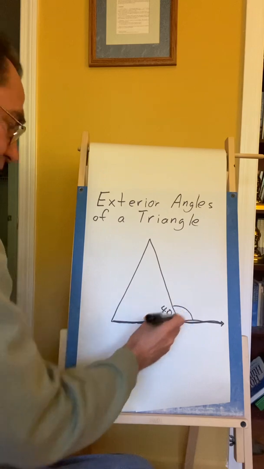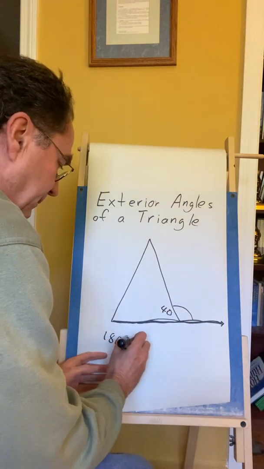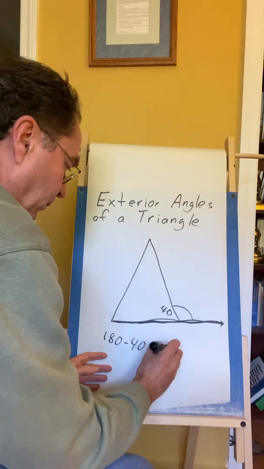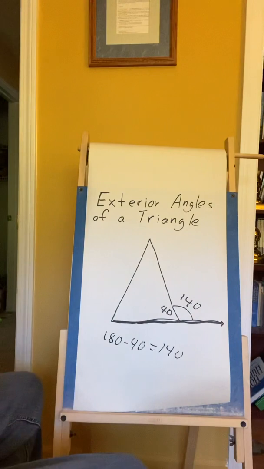So to find the measure of that exterior angle, you would just do 180 minus 40 and you get 140. So that angle right there is 140 degrees. So the exterior angle is always going to be supplementary to the interior angle right next to it.